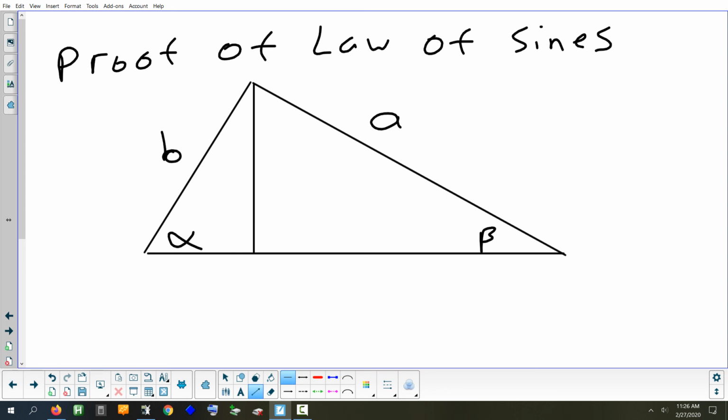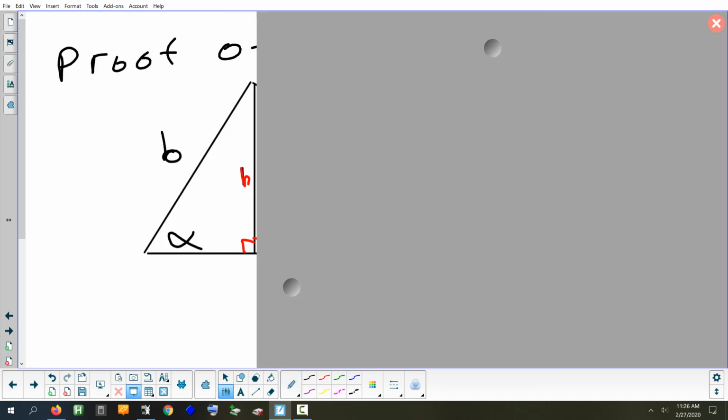So just label that. And then draw in that. Okay, I'm going to call that the height. I'm just calling H for height, not hypotenuse. So it's height. And that's a 90. And that's a 90. Okay. Any questions on that picture? What I'm going to do now is I'm going to block the right side. I just want to focus on the left triangle for a second. Just that one.